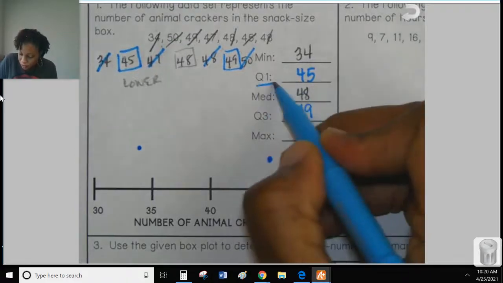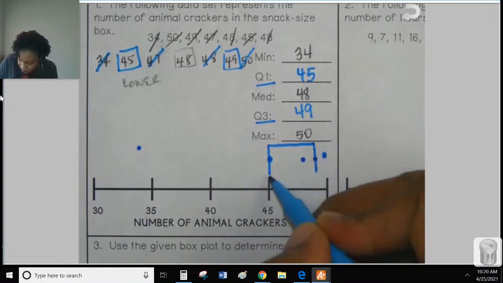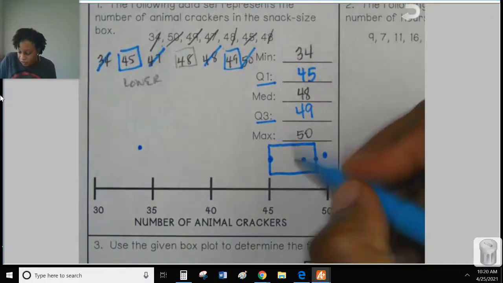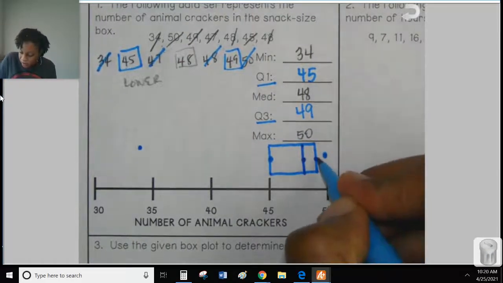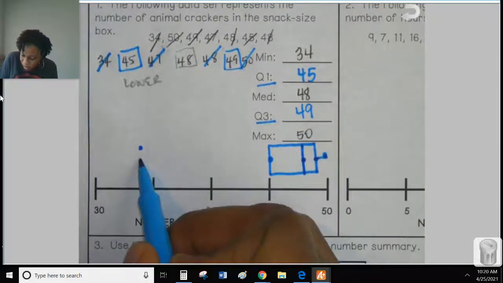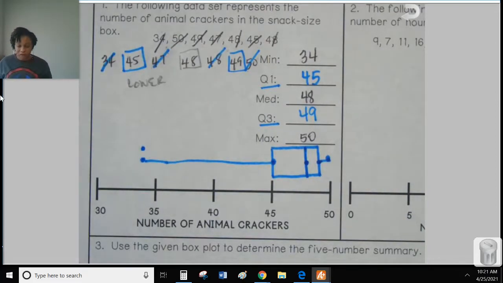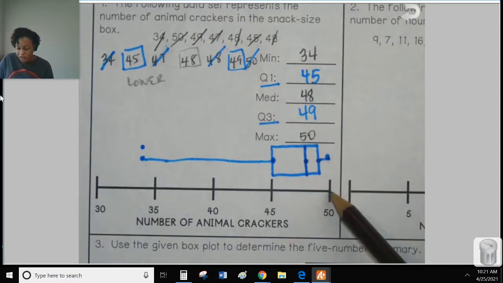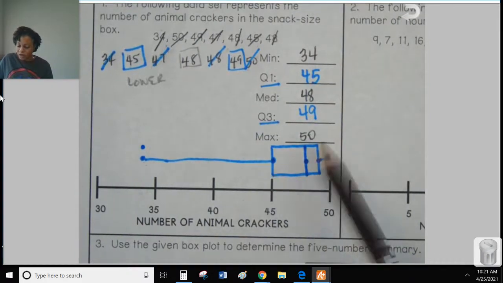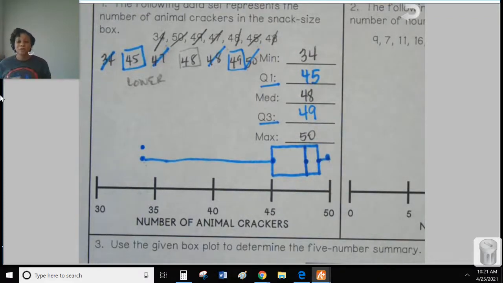So then I'm going to take my Q1 and Q3, and those create my box. So I'm going to box these dots in. My median goes from top to bottom of the box. So that's my median. And then I'm going to connect these to my whisker points. And I made this dot way too high. So this is my box plot. This is what my box plot would look like. Here is my minimum of 34, my maximum of 50, my median of 48, my Q1 of 45, and my Q3 of 49. So that's how you make a box and whisker plot. You just need those 5 points.